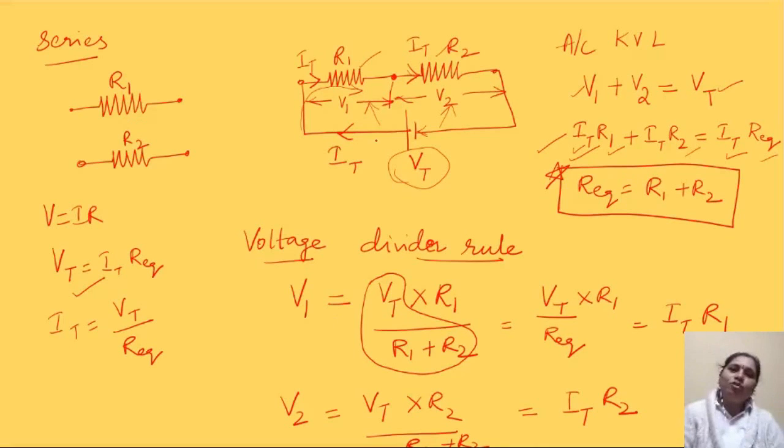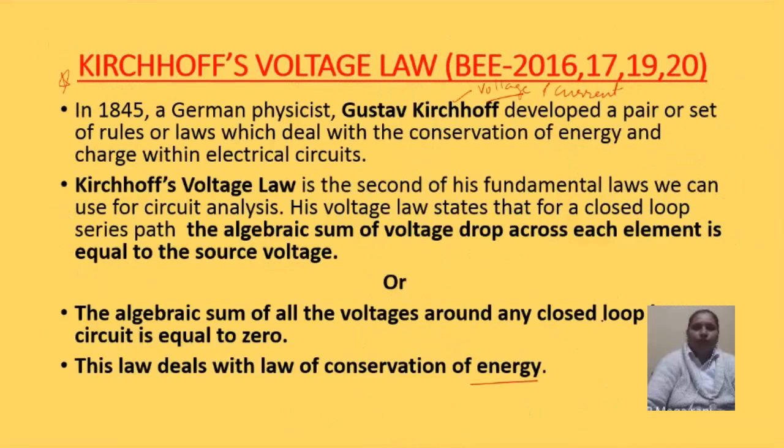So either you can use this formula or you can use this formula to find the voltage drops across resistors R1, R2. Depending on the resistor values, the equivalent resistance of the circuit will vary. If there are 3 resistors, it will be R1 plus R2 plus R3. If there are 4 resistors, then it will be R1 plus R2 plus R3 plus R4, and so on if there are n resistors. So this you need to remember for a series circuit.